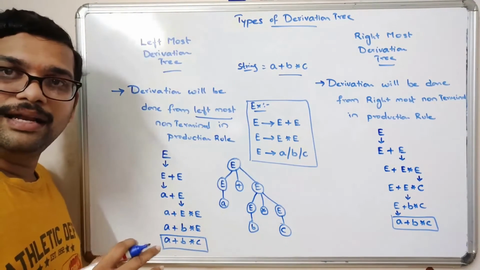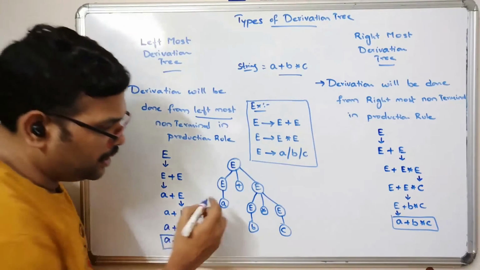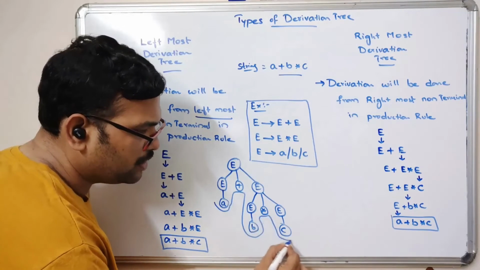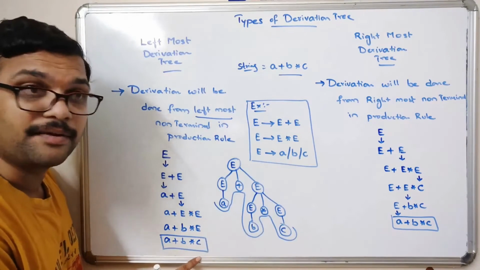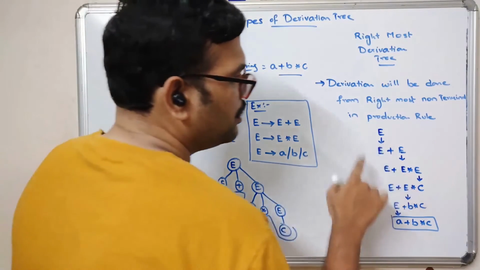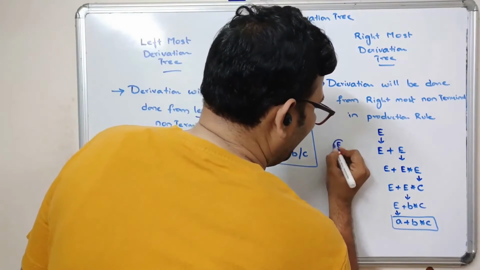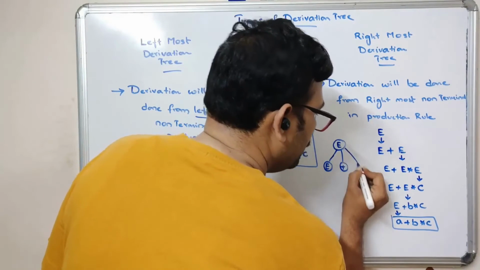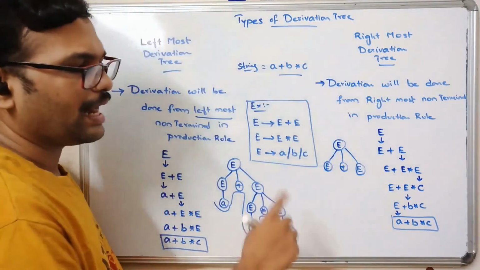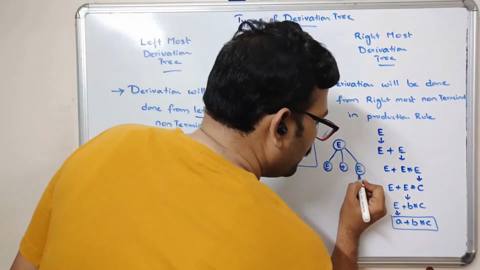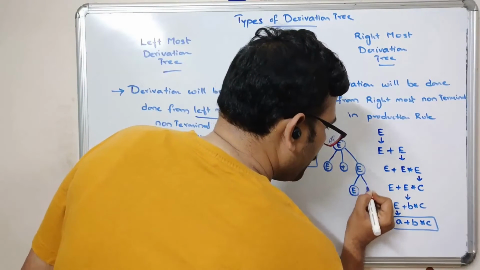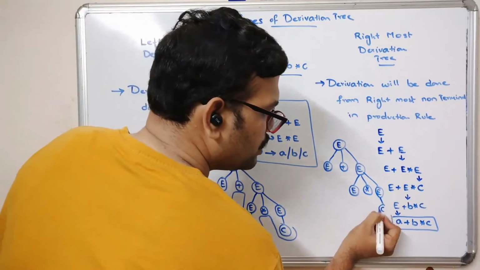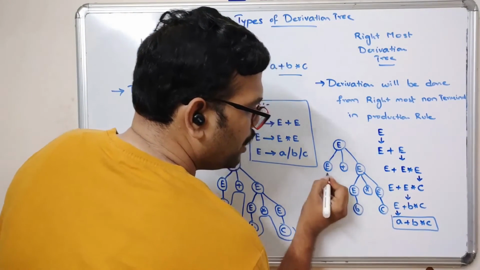Now read the leaves from left to right. So A plus B into C. So automatically we got this tree. Now just draw the tree for this. So I am taking E, and from E it was derived E plus E, and now rightmost. Rightmost means this one. So again I have derived from here E star E, and now you can see this one C, this one B, and this one A.